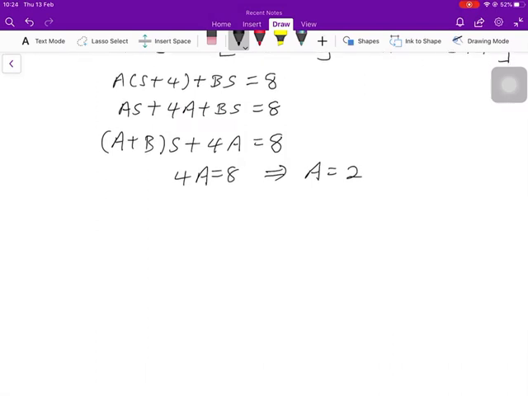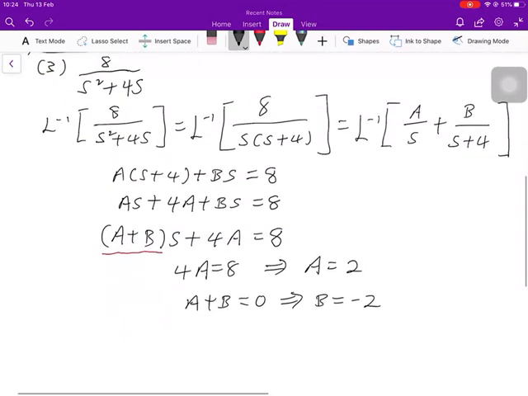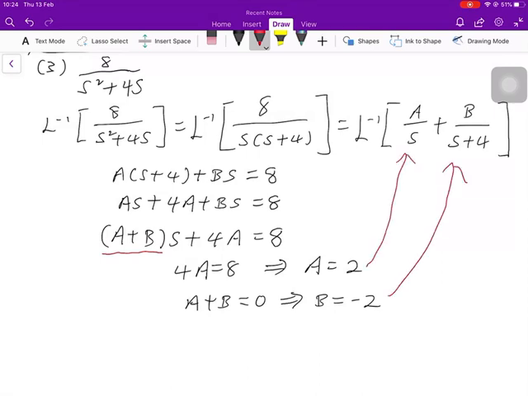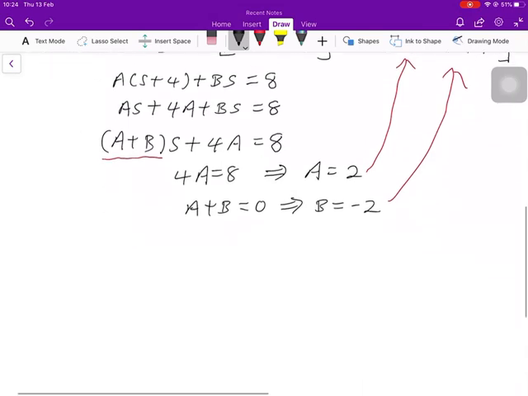Okay, now for the a plus b over here, since the right hand side of x is 0, that means a plus b must be equal to 0, and then we can find what is b. So b is minus 2, and then we substitute a and b into the equation over here. We substitute this a and b, okay, to these functions, and we evaluate the inverse Laplace transform.